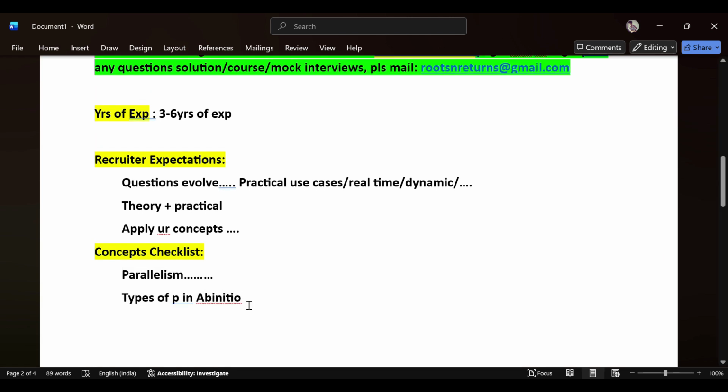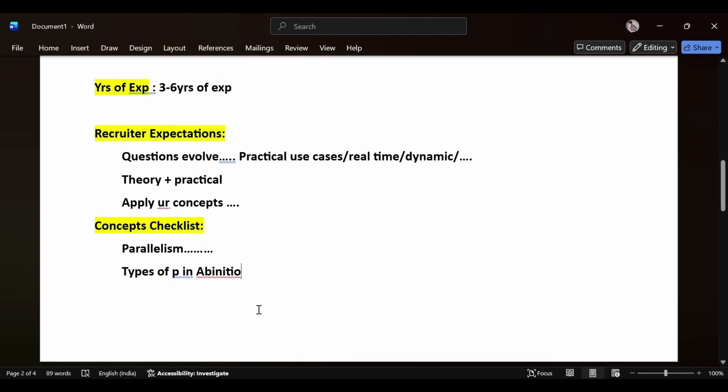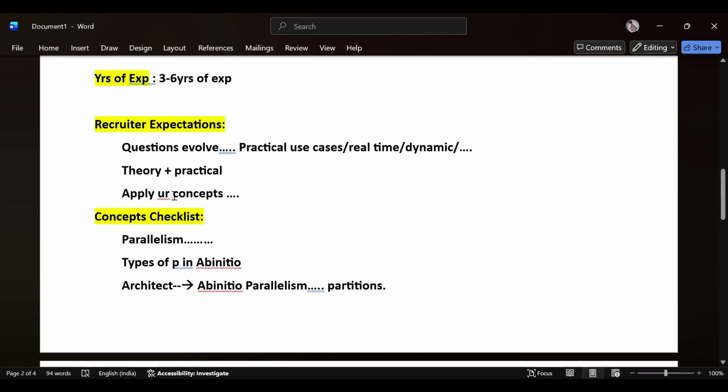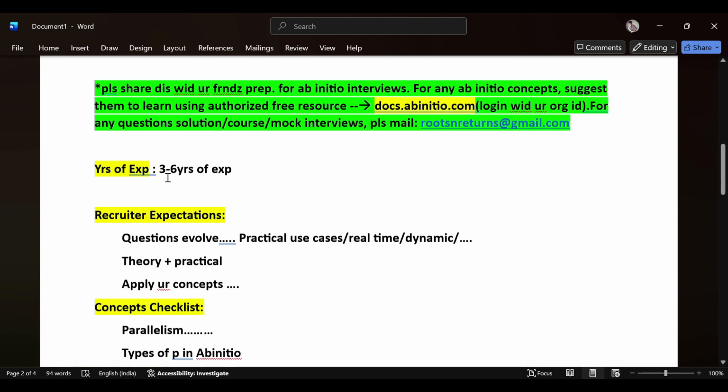You need to know how to differentiate, because when you become an architect, let's say a data architect in future, you should know. Ab Initio is mainly parallelism, it has the parallelism feature. So you should know how to build robust graphs. For that, parallelism and partitions are highly important for designing. So that's it.